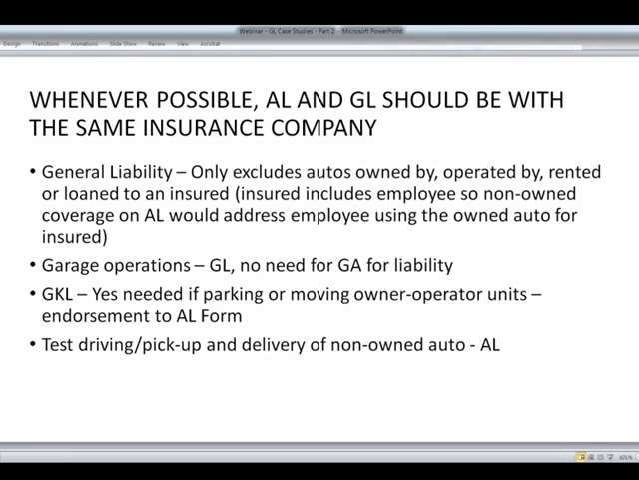Garage operations is GL. No need for a separate garage policy. For those of you who don't know this, the garage policy is no longer an ISO product. It was withdrawn from the marketplace October 2013. That's another question later. They could need general liability, garagekeepers liability coverage, which can be added to the auto form, and also need to cover owned operated units or test driving non-owned units. That's also covered in the auto form.